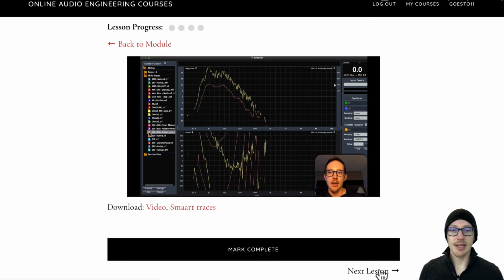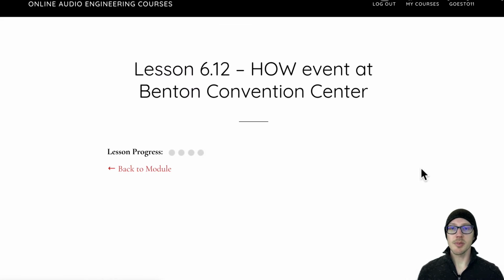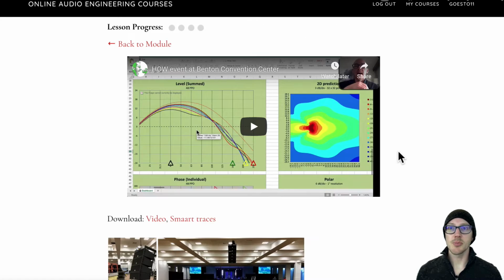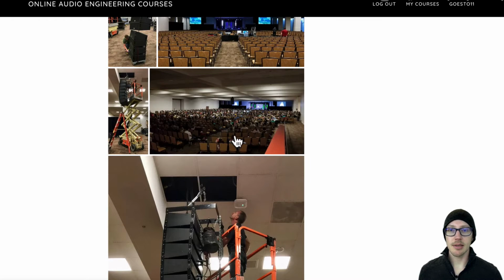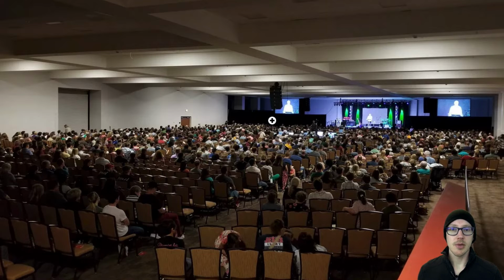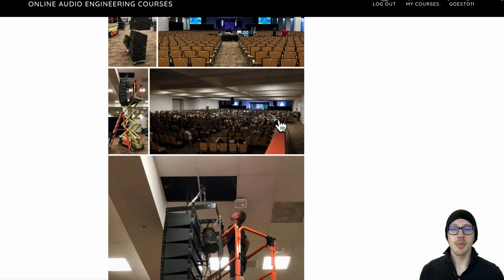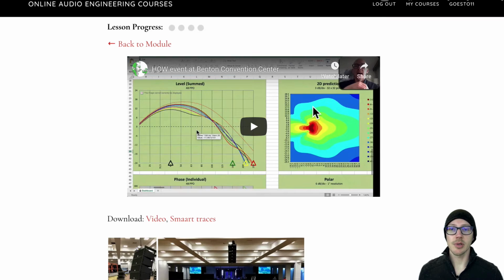All right, let's take a look at the next one. This is another House of Worship event, but in a much bigger space. Let me show you what that looks like. So here's that space. I can't remember, 800,000 people. 2 arrays in the front, 1 single one in the back from a company called Macaulay that I had never worked with before.